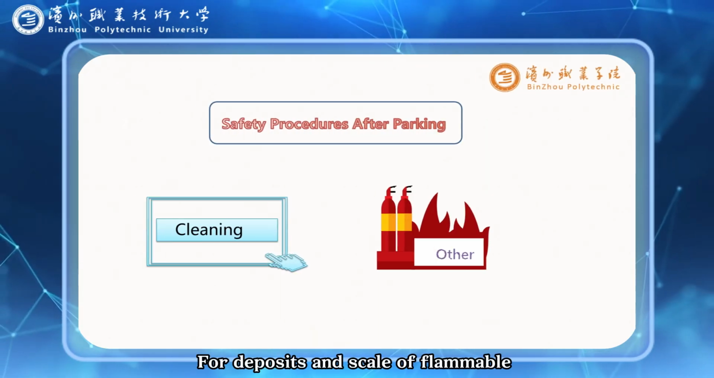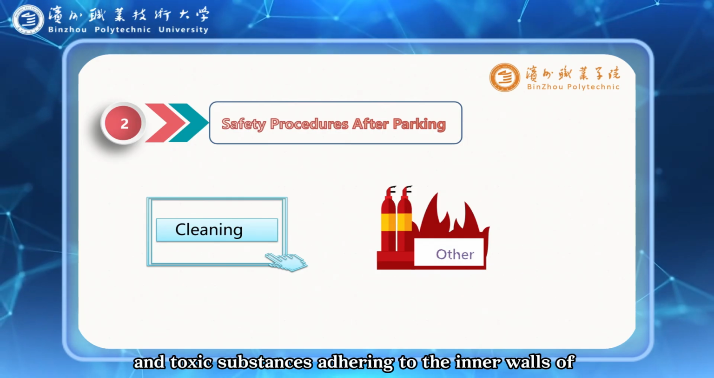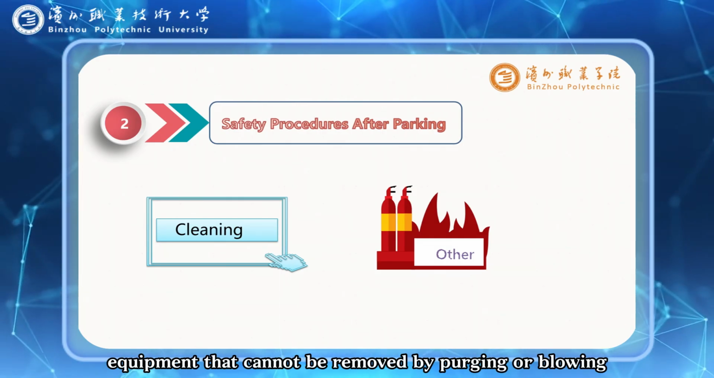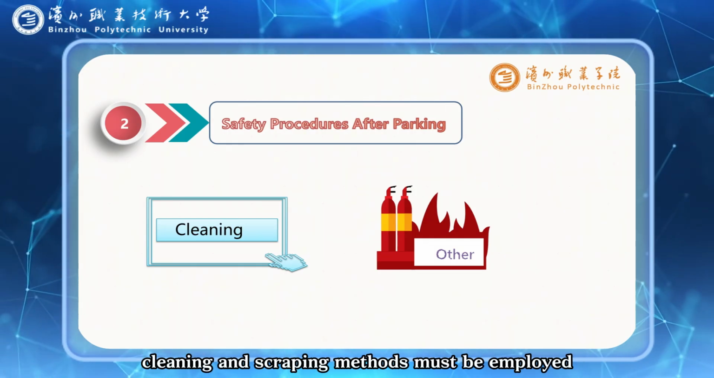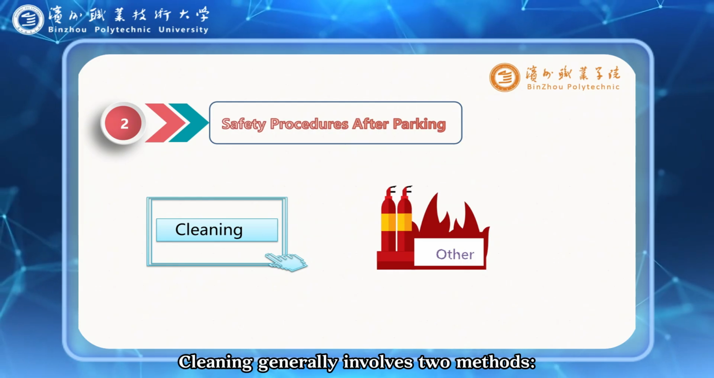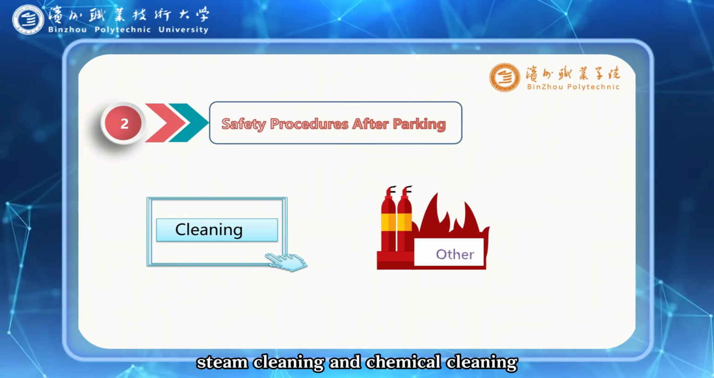8-3, cleaning for deposits and scale of flammable and toxic substances adhering to the inner walls of equipment that cannot be removed by purging or blowing. Cleaning and scraping methods must be employed. Cleaning generally involves 2 methods, steam cleaning and chemical cleaning.